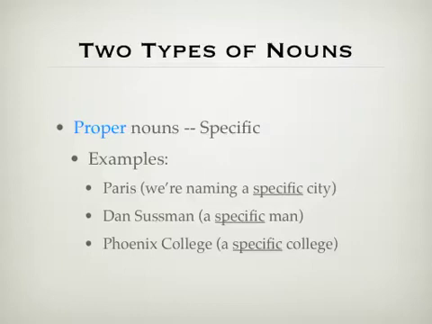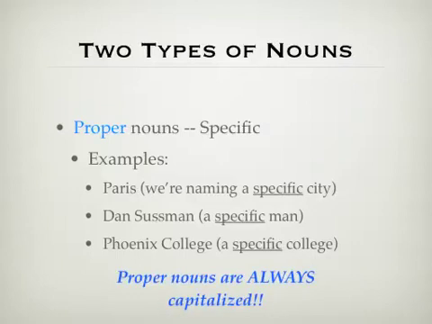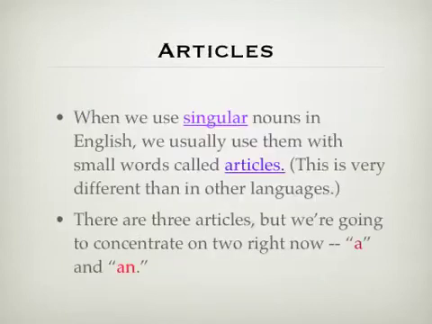Then we have what are called proper nouns. And just as common nouns are not specific, proper nouns are specific. So, take a look at the examples. Paris. I'm naming a very specific city, Paris. It's capitalized. Dan Sussman, a specific man. Phoenix College, not just any old college, a specific college. And proper nouns are always capitalized, no matter where they appear in the sentence. So, we now know about nouns. We know about common nouns, not capitalized, not specific, and we know about proper nouns, specific and capitalized.